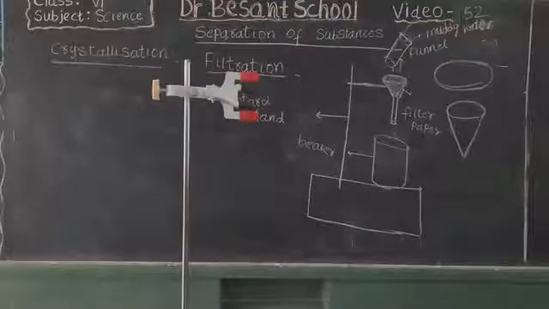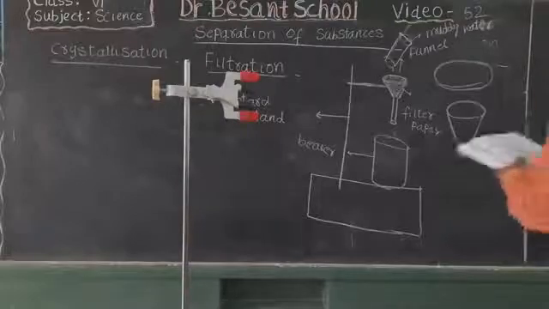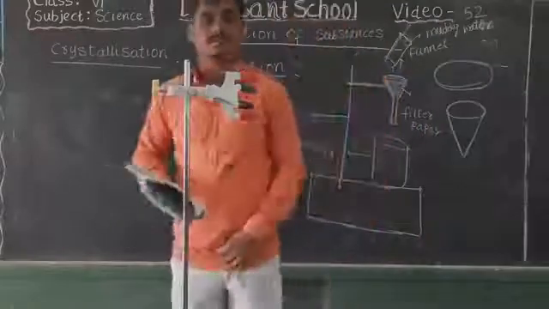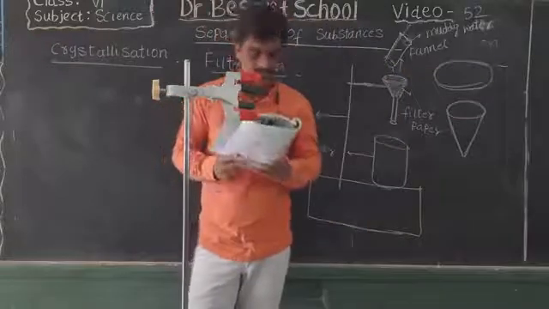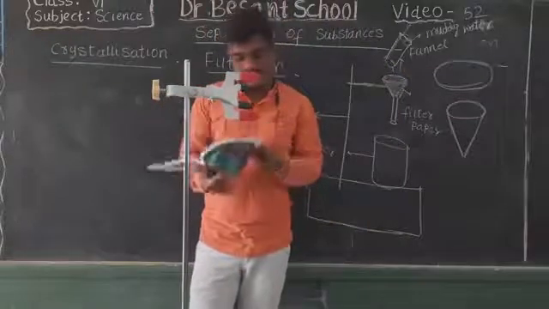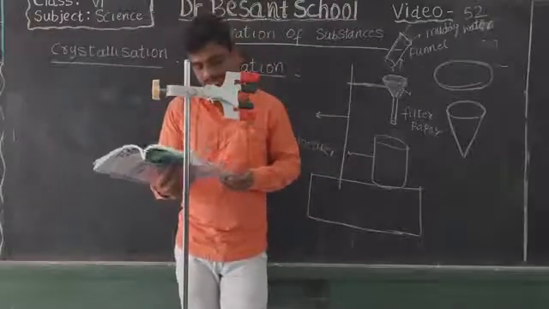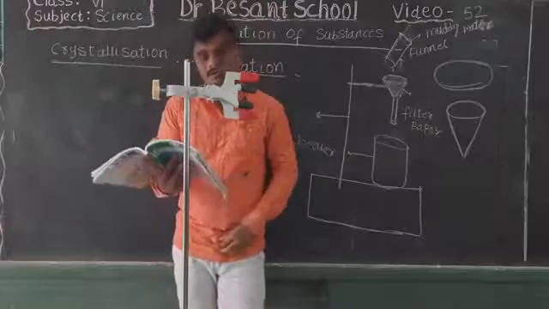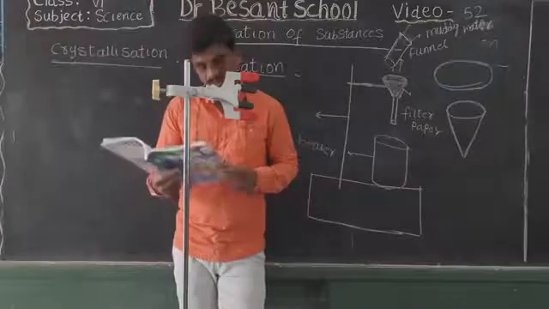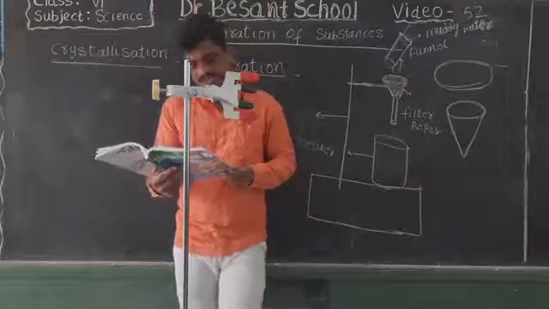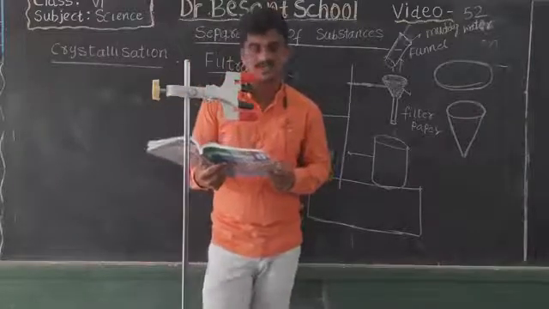Then what technique do we have to use? We have to use the crystallization process. Here, crystallization is the method used to separate soluble impurities. To separate salt from salt water, we need salt, water, beaker, glass rod, tripod stand, Bunsen burner and wire gauze. Heat some salt in a salt water in a beaker over a flame.